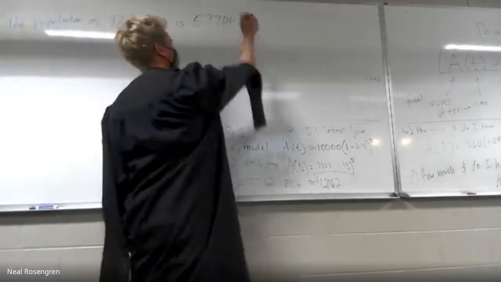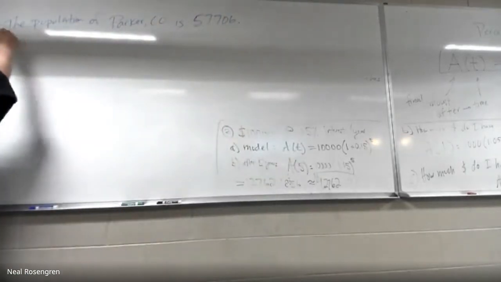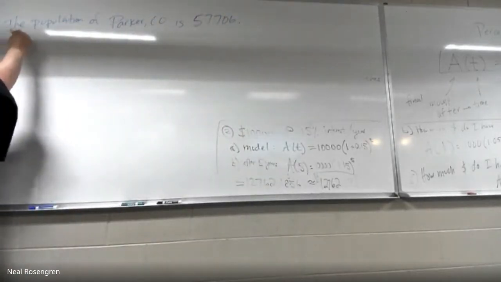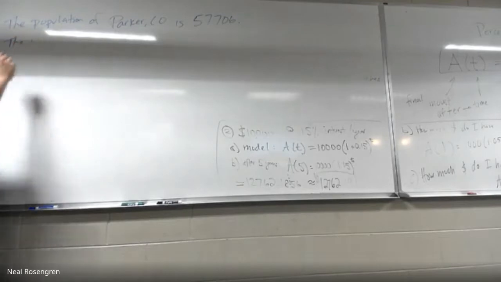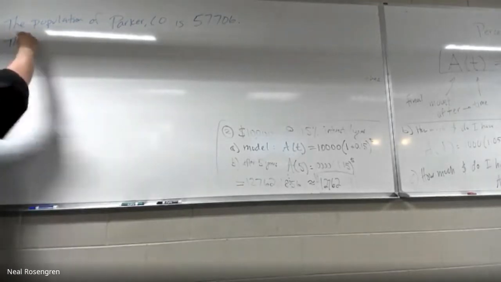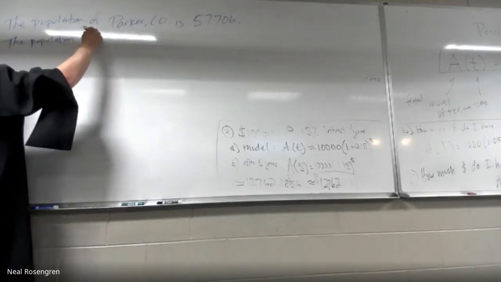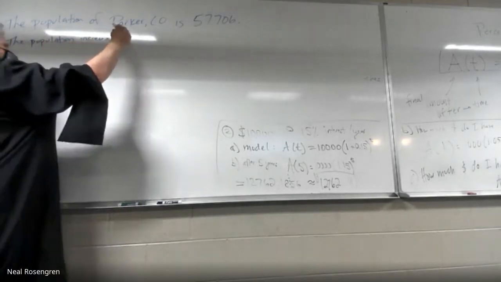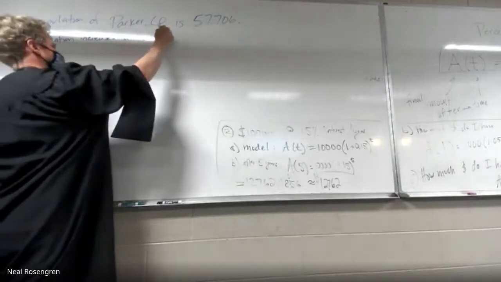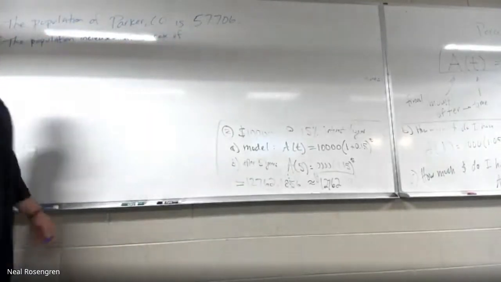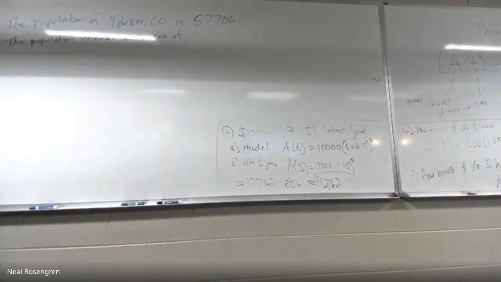Okay. Let's see, how should we say this? The population increases, let's say that, at a rate of, what do you think? What's a reasonable rate of increase? So we want a percent increase here. What do you think?